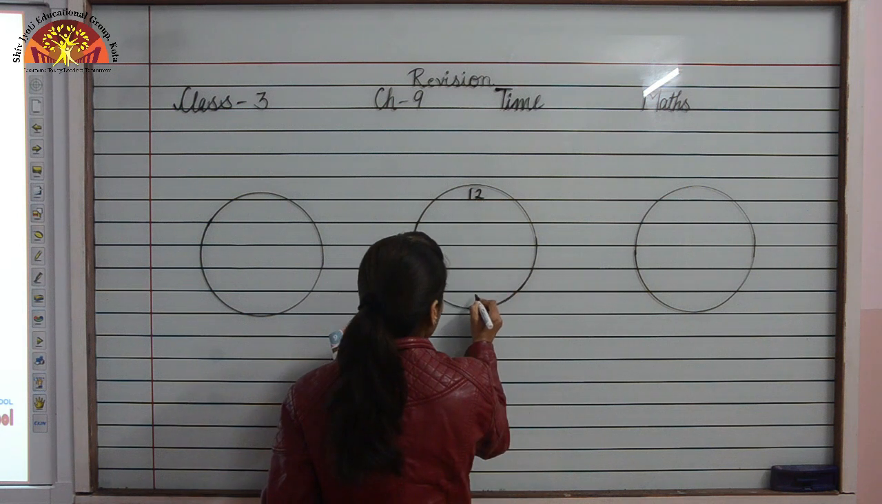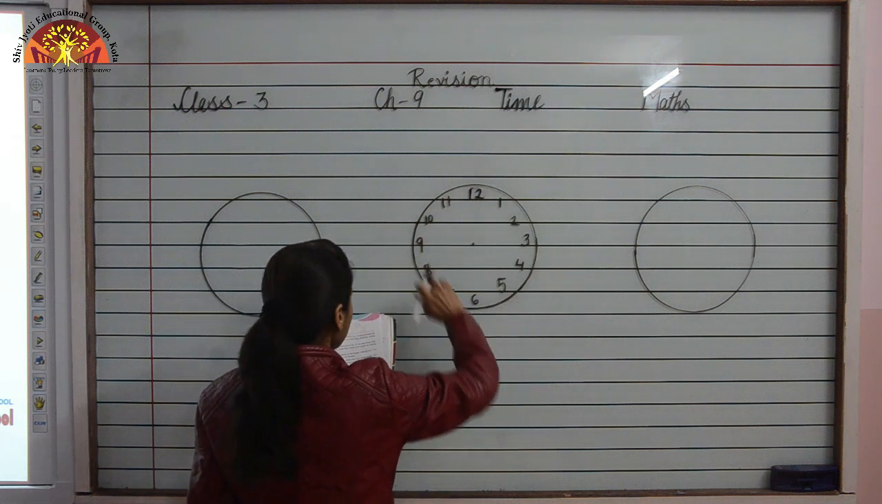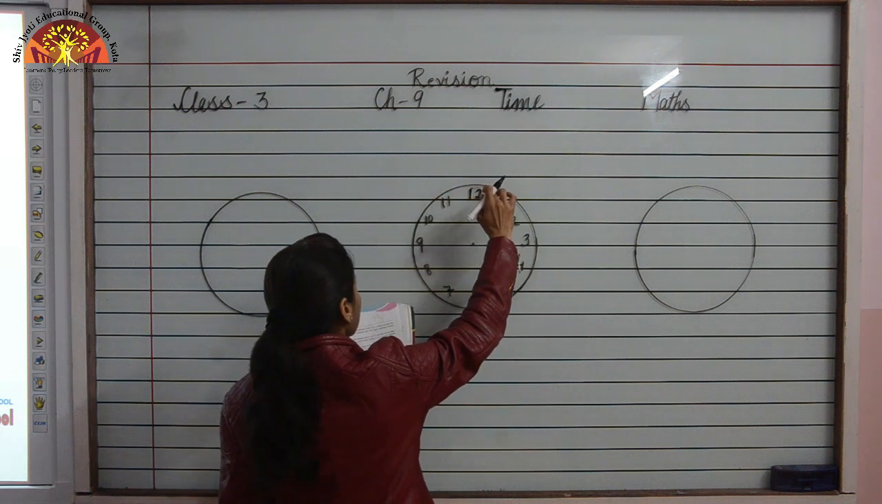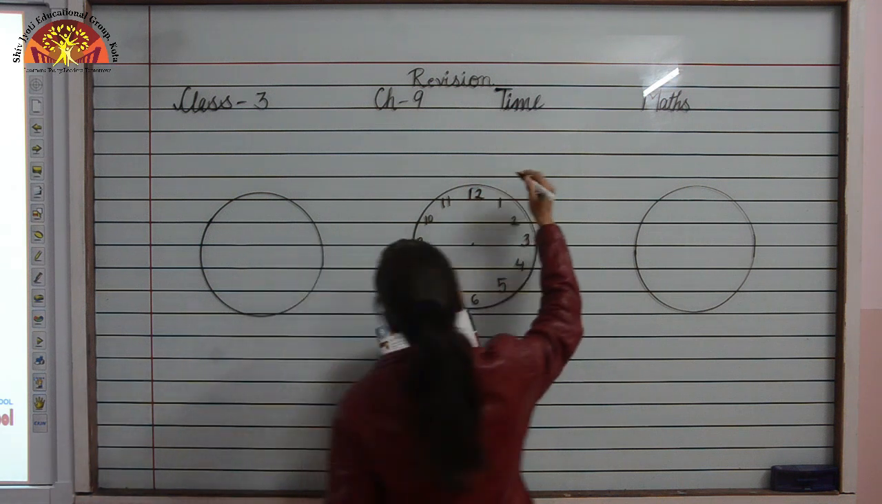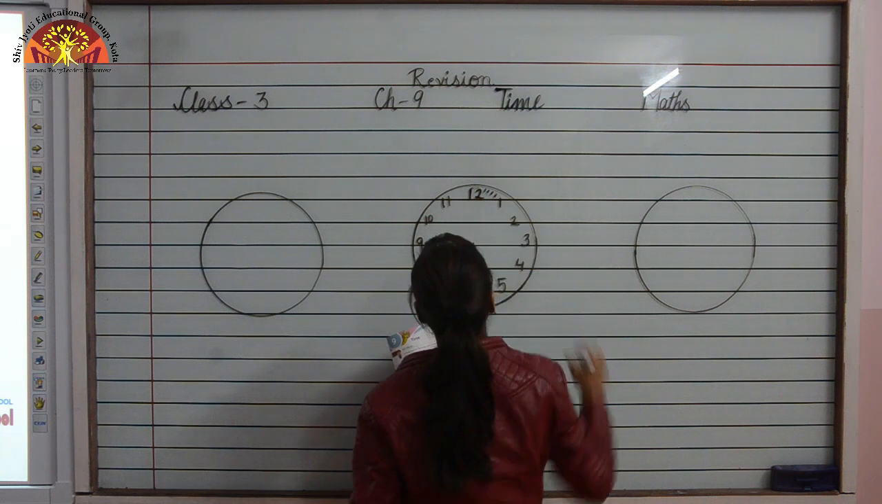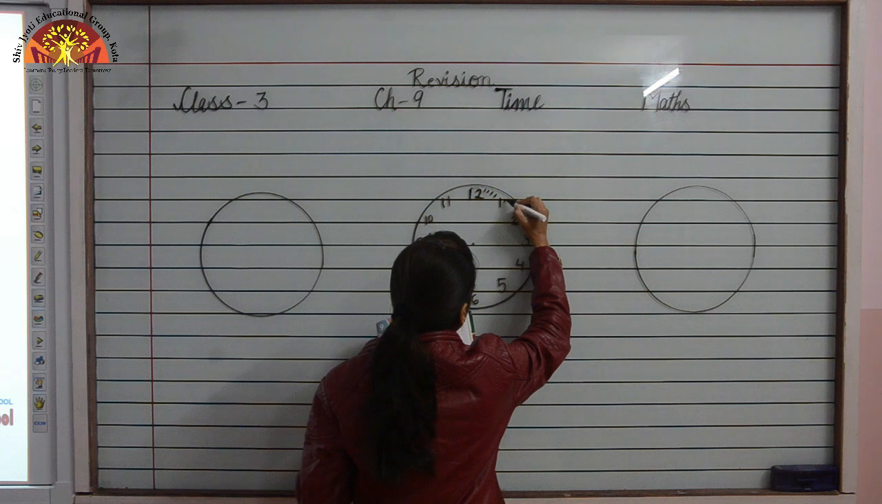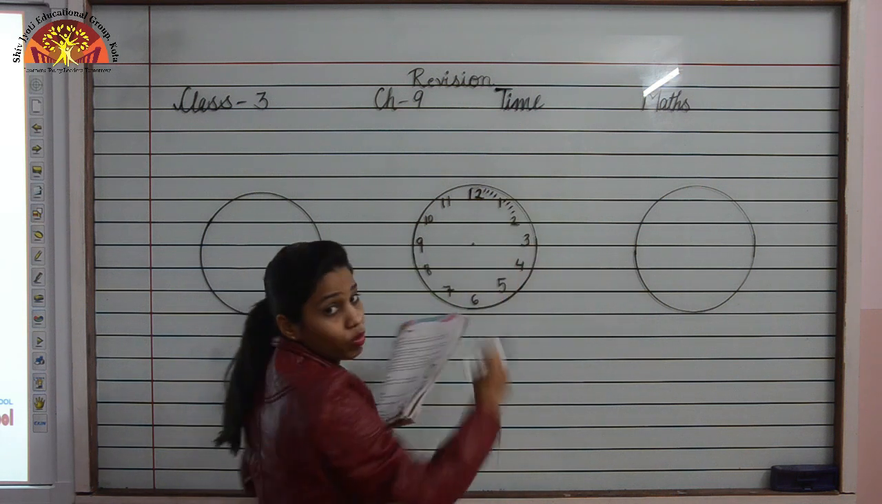So let me just draw the numbers on the clock. Students, these numbers from 1 to 12 denote the hours, and the smaller markings that we have between the two hours denote minutes. 1, 2, 3, 4. Similarly 1, 2, 3, 4. So we have 4 points between the two numbers.